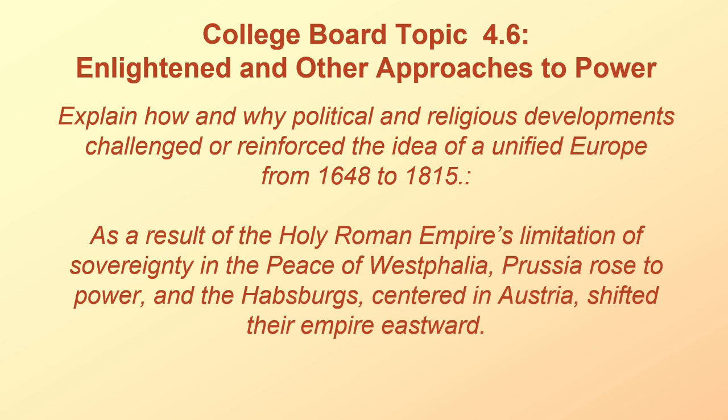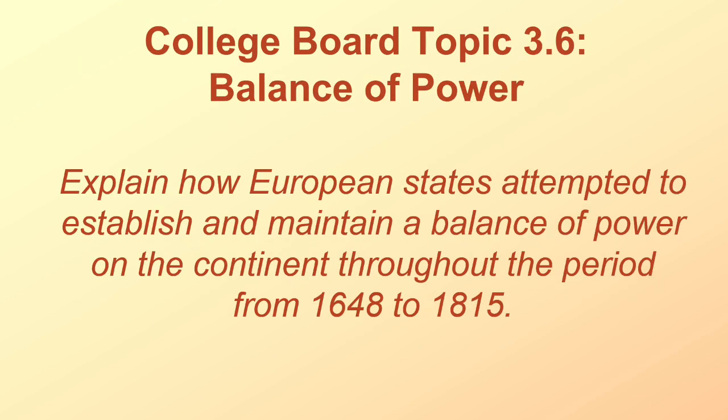Explain how and why political and religious developments challenged or reinforced the idea of a unified Europe from 1648 to 1815. As a result of the Holy Roman Empire's limitation of sovereignty in the Peace of Westphalia, Prussia rose to power, and the Habsburgs, centered in Austria, shifted their power eastward. And we've heard about this before.